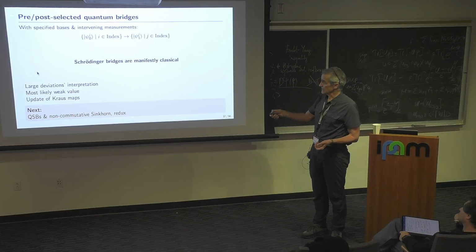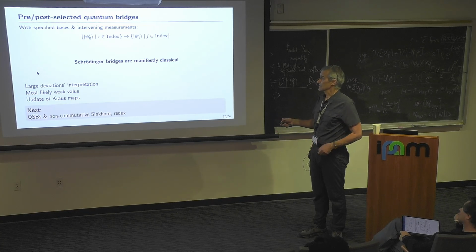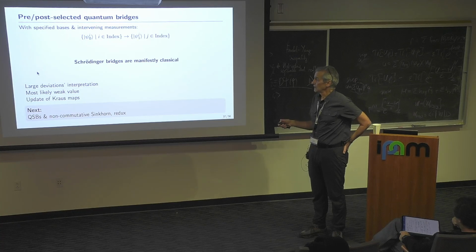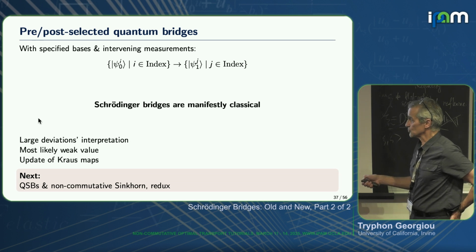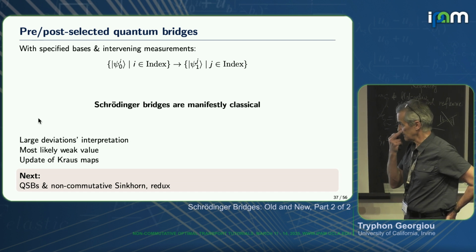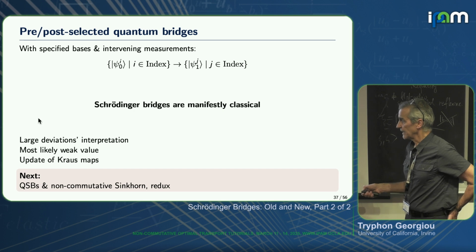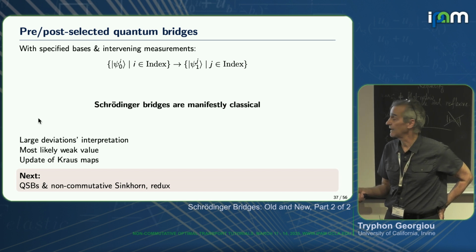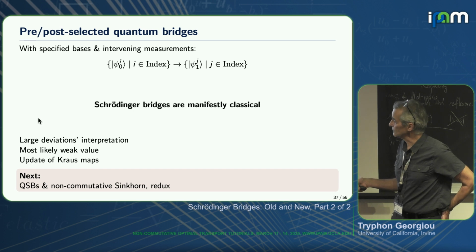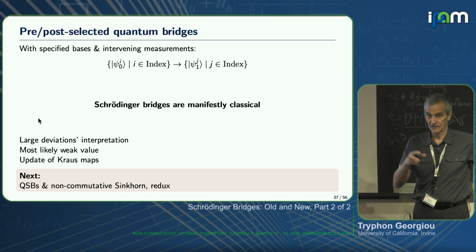Okay, so the summary of this is that with specified basis and intervening measurements, at one end of the channel, we have an ordinary probability space. It's just the fixed basis of the eigenfunctions of some observable, and so is at the other time. And the Schrödinger bridges become manifestly classical in this setting. It has a large deviations interpretation, and Aharonov and his colleagues defined something called the weak value. Here you can define the most likely weak value and the update of the Krauss maps. So this is the first part of this talk.